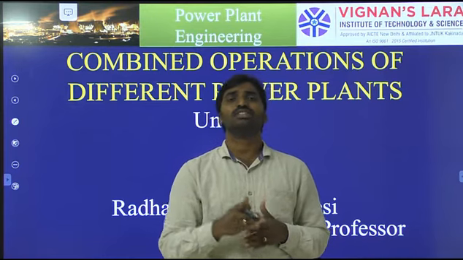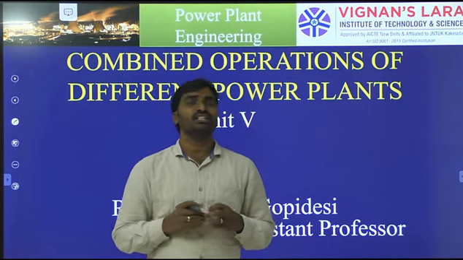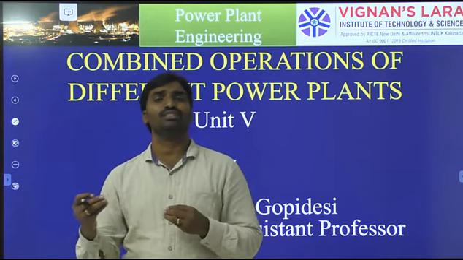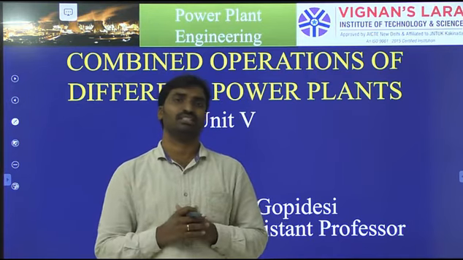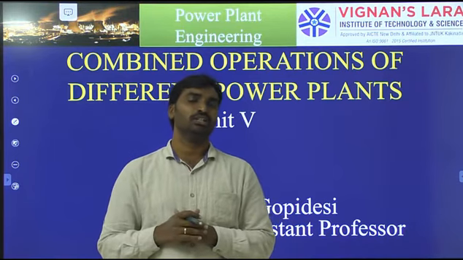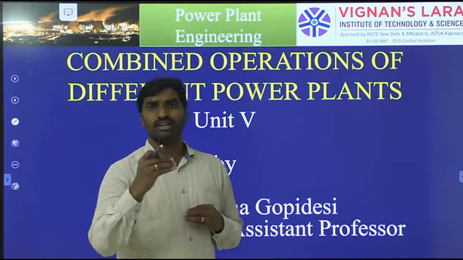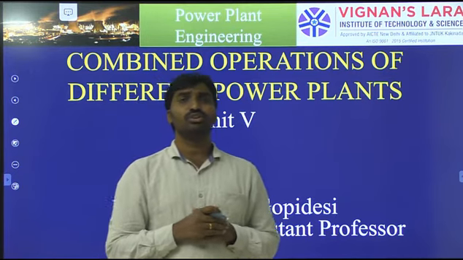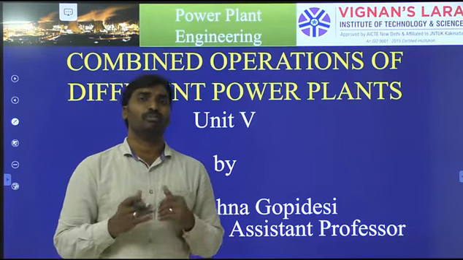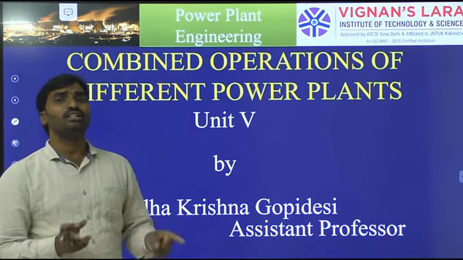All these processes are conventional methods, but in most cases the efficiency is very low. For example, in a steam power plant the efficiency is around 27 to 35%, and in a diesel power plant the efficiency is around 30% only. That means we are utilizing very little energy and the wastage is very high. The major loss we need to reduce by using a combination of power plants. In this topic we are discussing the combination of power plants.